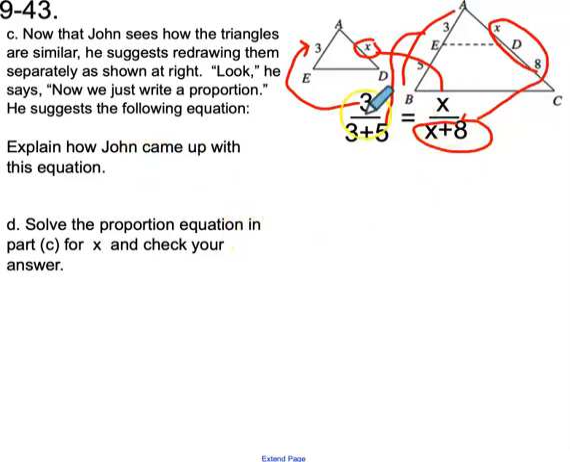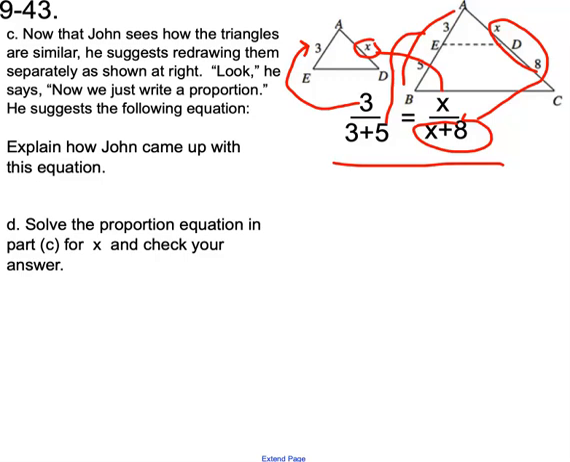So go ahead and write that. How would you write it? I would say, well, 3 corresponds to 3 plus 5, and X corresponds to X plus 8. So we solve the proportion equation in part C for X and check your answer. So solve the proportion right here for X. So let's go ahead and do that.